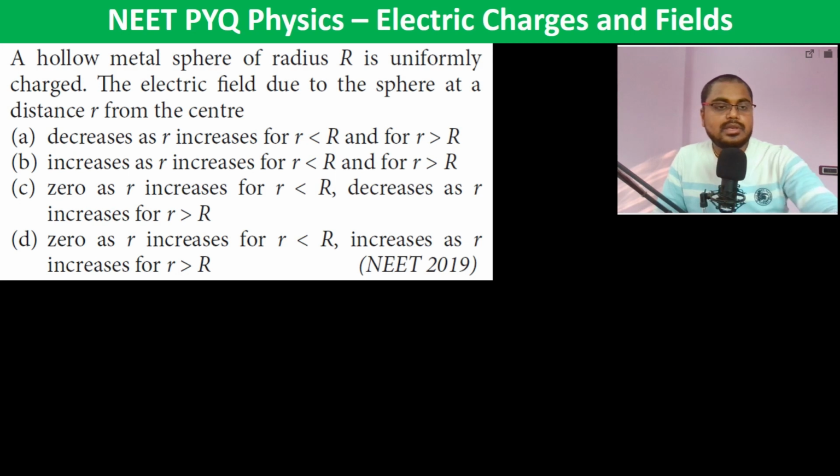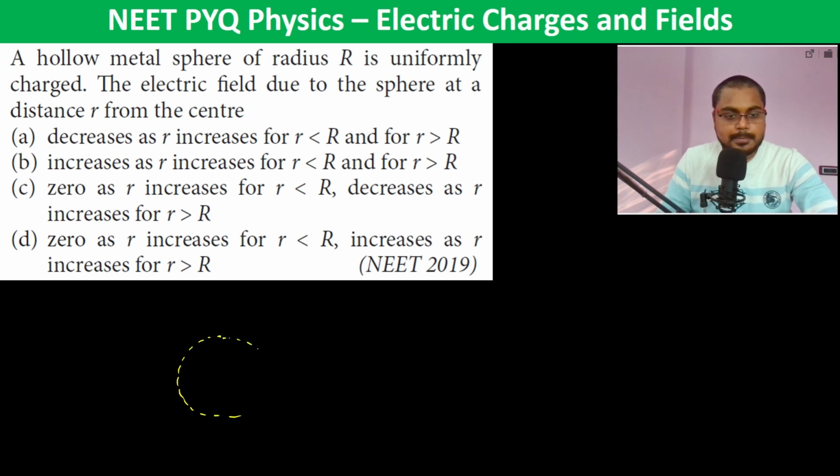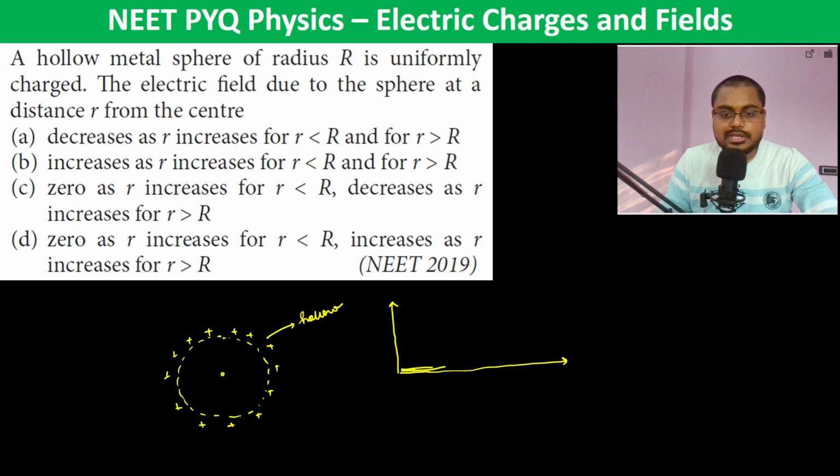Thank you. A hollow metal sphere of radius r is uniformly charged. The electric field due to the sphere at a distance r from the center is... Since it is a hollow metal sphere, the entire charge is actually on the surface of the sphere and no charge is inside. Since no charge is inside, this is what the graph of the electric field is going to look like. The inside electric field is going to be 0.